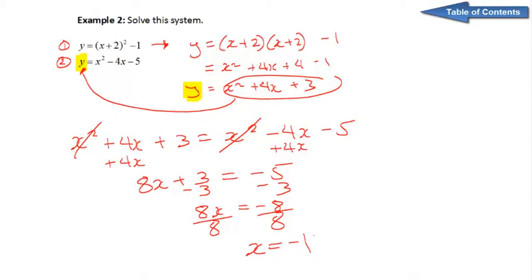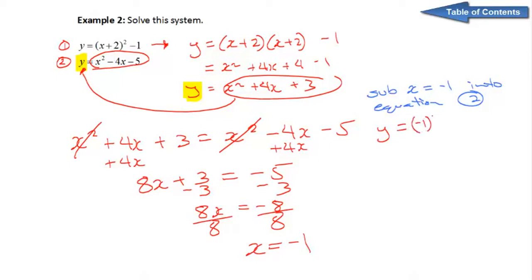If we substitute this negative 1 into this equation like so, it doesn't matter which equation I use. I'm going to use just the second equation. I'll make a little statement here to let everyone know: sub x equals -1 into equation 2. Of course, like I said, you could have used equation 1 if that makes you feel warm and happy inside. We would now have y is equal to (-1) squared minus 4 times -1 minus 5.